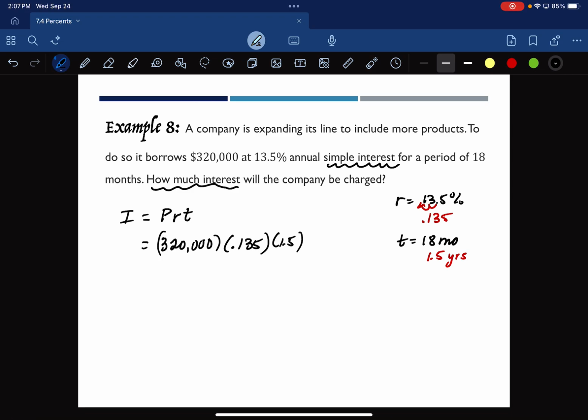Okay, grab a calculator. What does this give you for the amount of interest that they will be charged for this loan that they have taken out? I'm going to put a dollar sign. It's definitely going to be an amount of money, so we can put dollars on there. And we're working with money, so whatever the value is definitely needs to be recorded to 2 decimals or no more, if there's any decimals involved at all. How much money are they charged in interest?